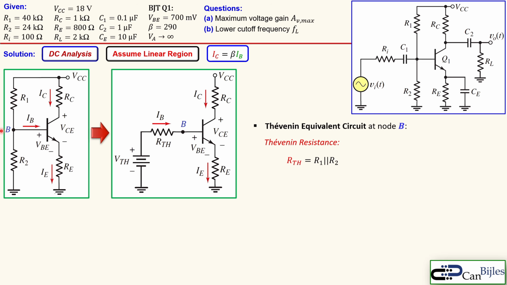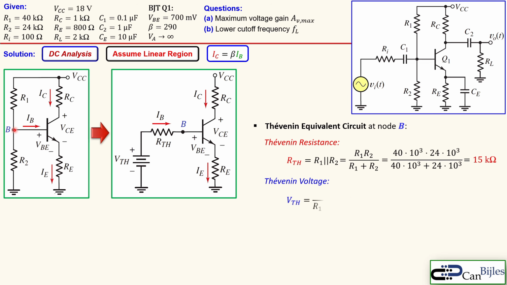So you look back and you also disable the VCC, which means it is shorted. That means you effectively see R1 and R2 in parallel. And if you now do the math here, you get 15 kilo ohms effective. And the Thevenin voltage is calculated using a voltage divider, that means R2 over R1 plus R2 times VCC, and the values are shown here, so that will result in 6.75 volts. So this is 6.75 volts, and this is 15 kilo ohms.